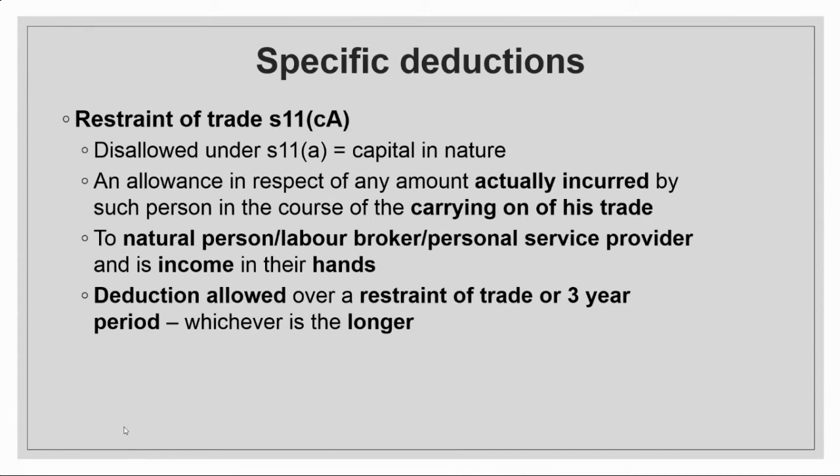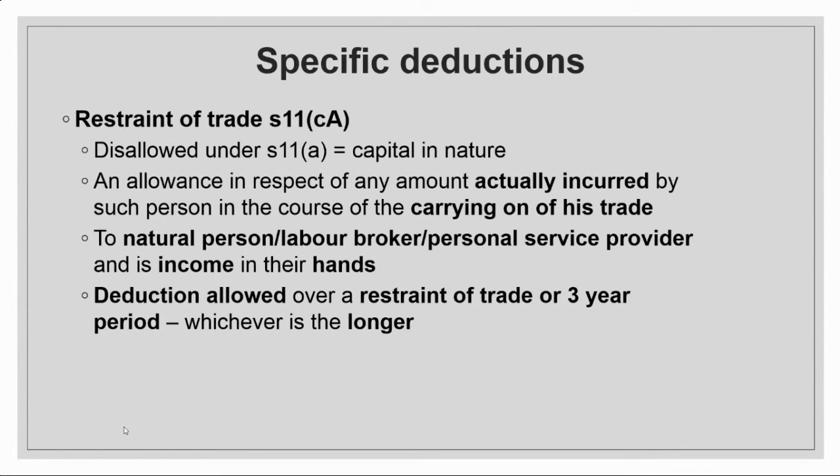Because we've actually incurred it in carrying on our trade, and specifically if you look at natural persons, labour brokers, personal service providers, this would be income in their hands. So they would be taxed on their side. That's why a business is allowed to get the deduction. You will be allowed to get that deduction over the longer of the restraint of trade period or a 3-year period, whichever is the longer.